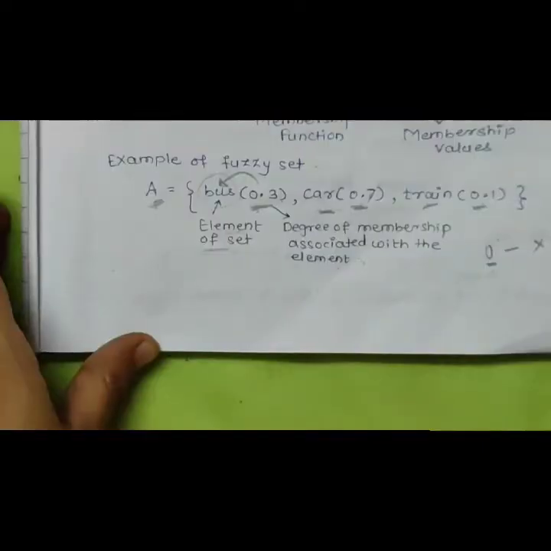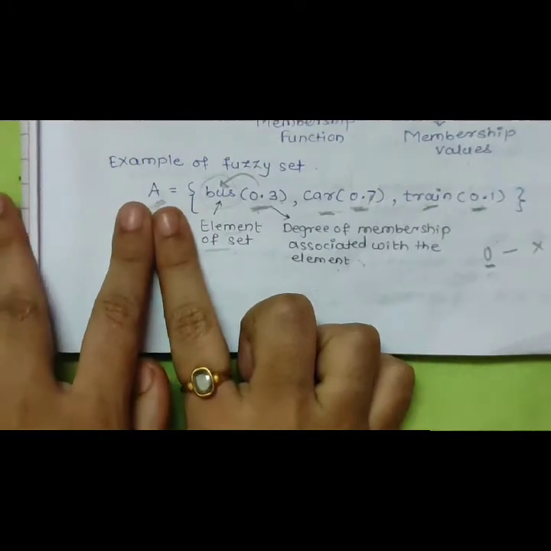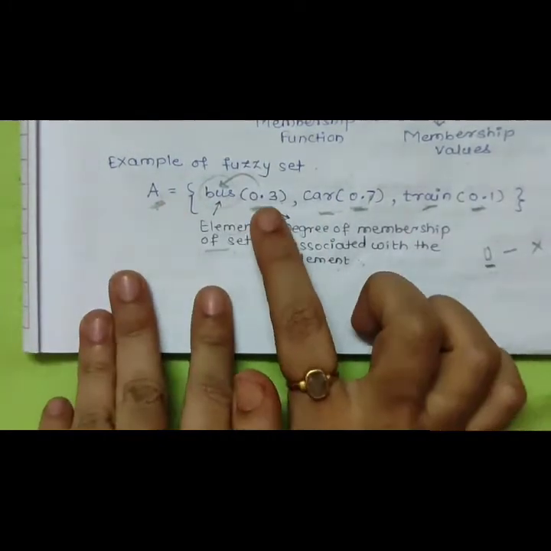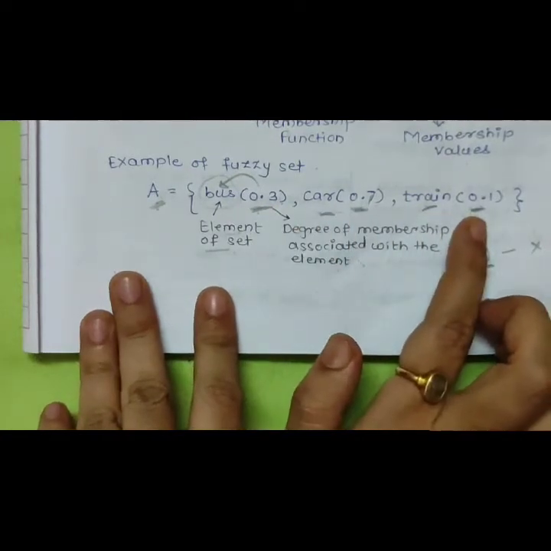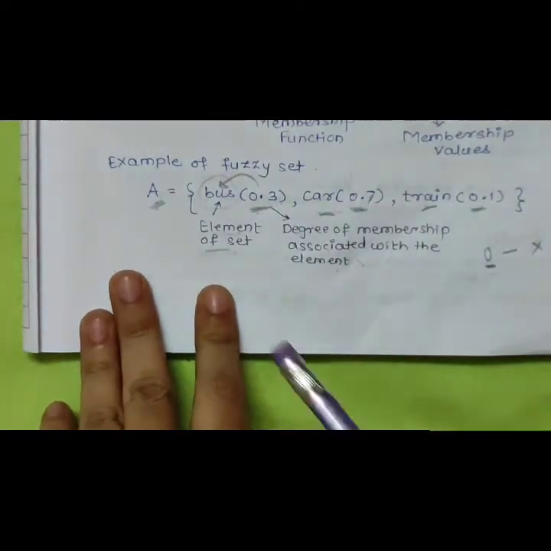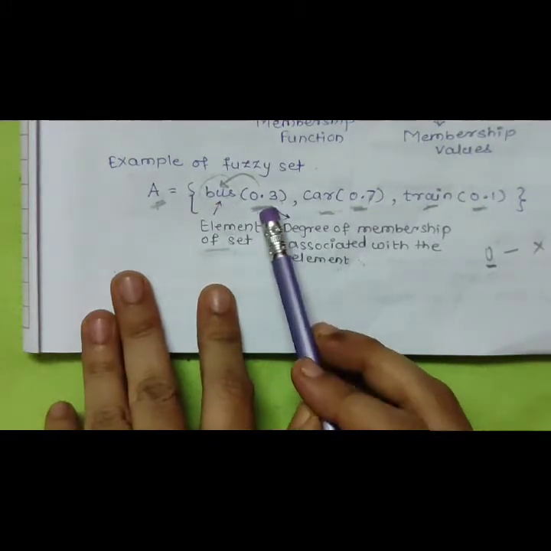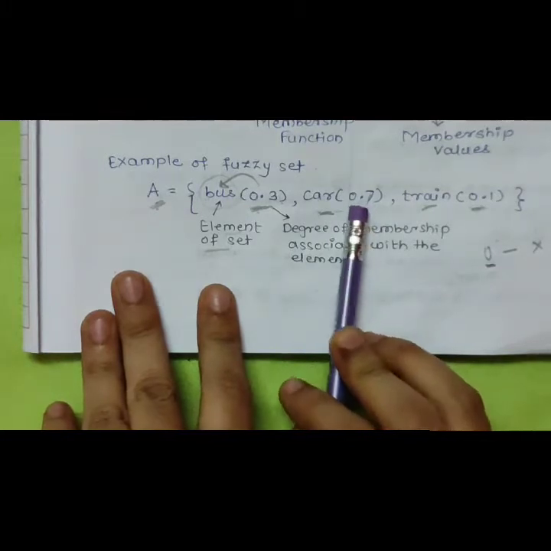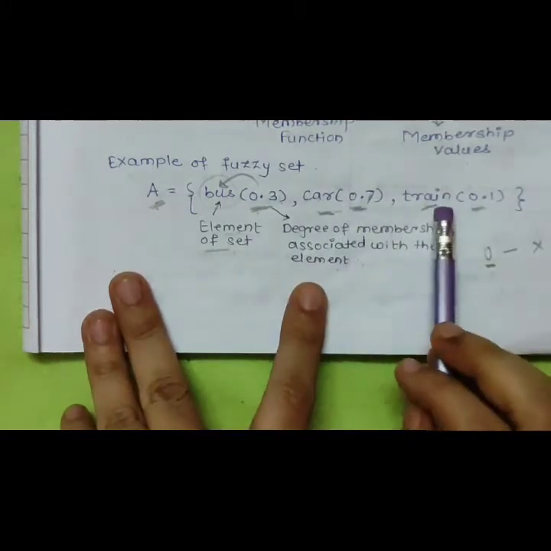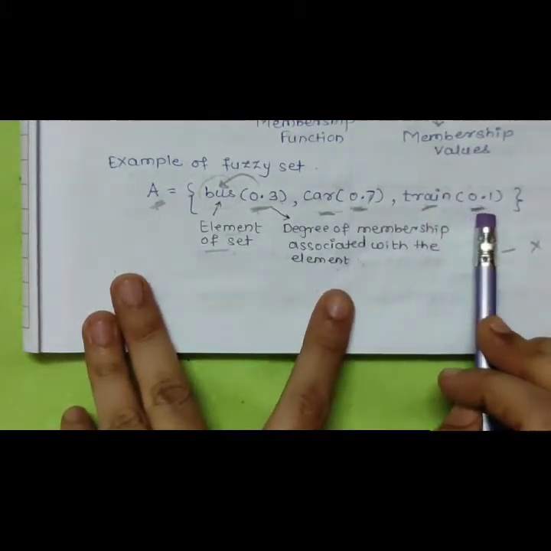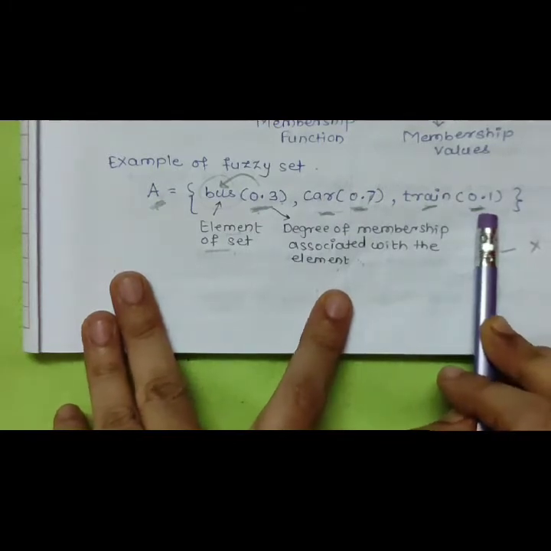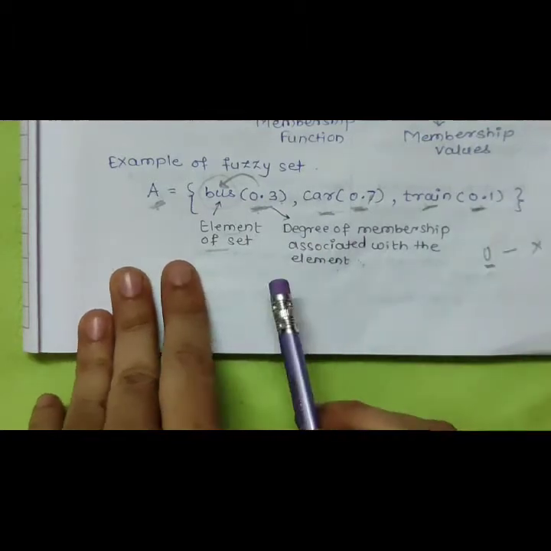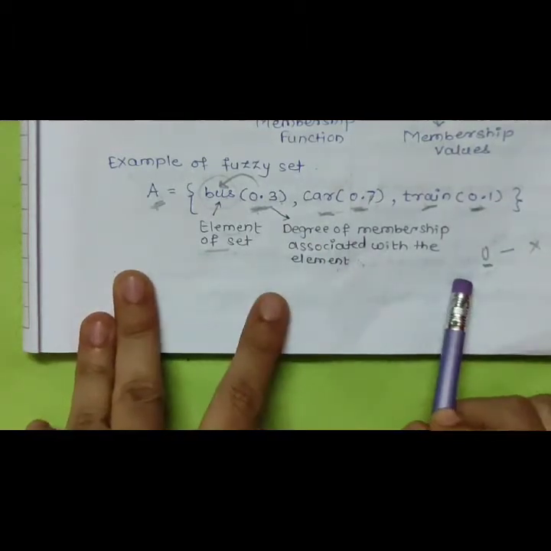of set. See here, set A is there, and in this set 3 elements are there, but you can see certain values are there with each element. That is, the element bus is having value 0.3, element car is having a value associated with it 0.7, and element train is having value 0.1 associated with it. Whereas this is not the case in Boolean logic. In case of Boolean logic, only the elements will be present in the set.